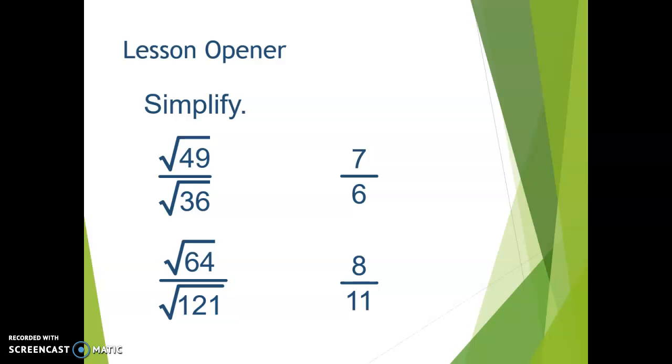If you are still struggling with your perfect squares, make sure that you spend some time learning those square roots and perfect squares. You should know that 7 squared is 49, and that the square root of 49 is 7. You should know that 8 squared is 64, so 64 is a perfect square with a root of 8. So make sure you learn those all the way up through 15. Obviously, you can learn more, but the first 15 perfect squares are the ones that you'll see the most frequently in the work that we are doing.